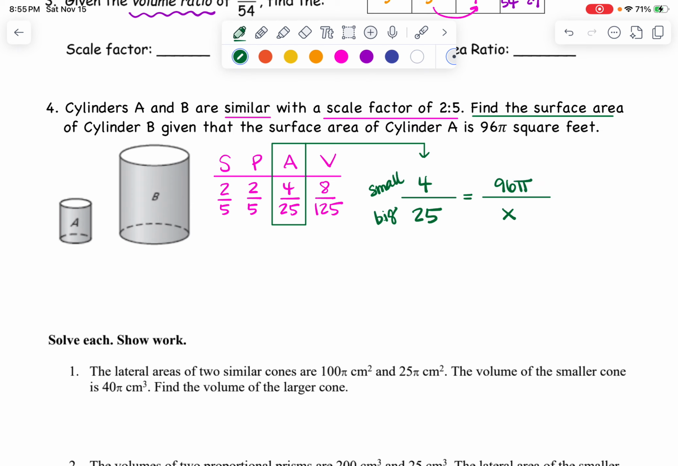And there you have it, right? There's your proportion. We just have to cross multiply and divide, and we should be set. So here we go. I'm going to use my calculator. Ooh, I have to clear all that out.